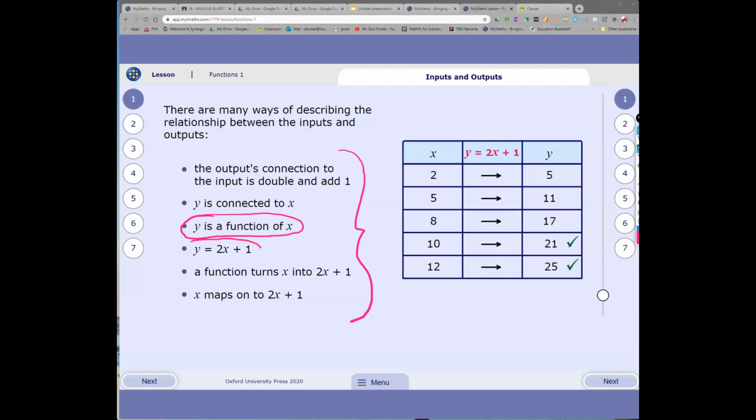And here was the equation that we came up with. A function turns an x into 2x plus 1. And then the other language that you sometimes see is the word maps. So x gets mapped onto 2x plus 1. That's the same thing as saying 10 maps onto 25. This is your input and this is your output. So these are all different ways of describing the relationship between the input value and the output value.